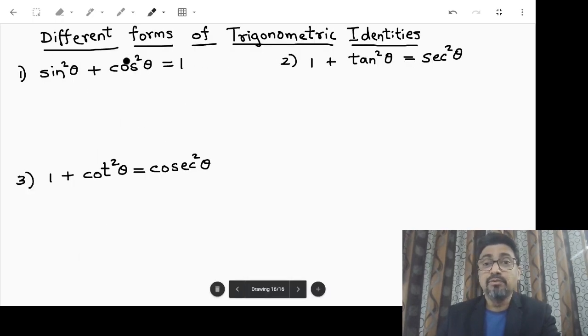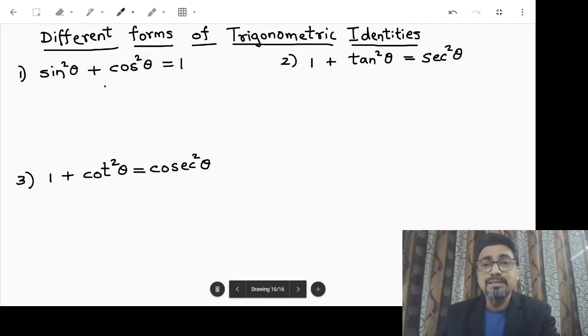After learning the three different trigonometric identities, that is sine square theta plus cos square theta is equal to 1, 1 plus tan square theta is equal to sec square theta, and 1 plus cot square theta is equal to cosec square theta, we will be learning these three identities, each of them in three different ways, in three different forms, so that it is easy to recollect them while solving questions based on trigonometric identities. So let us write down.